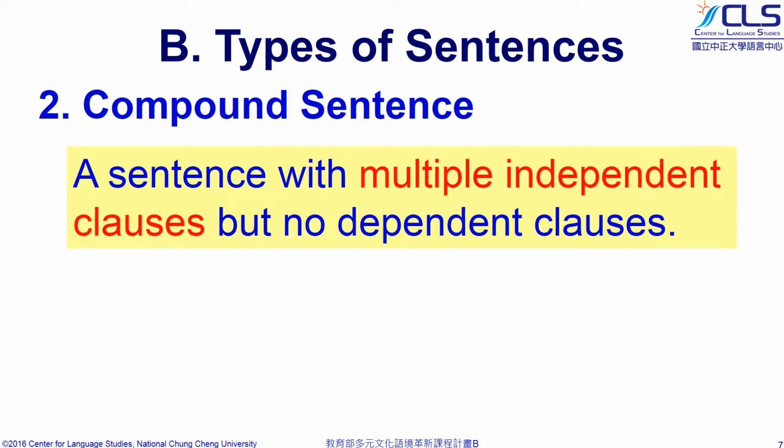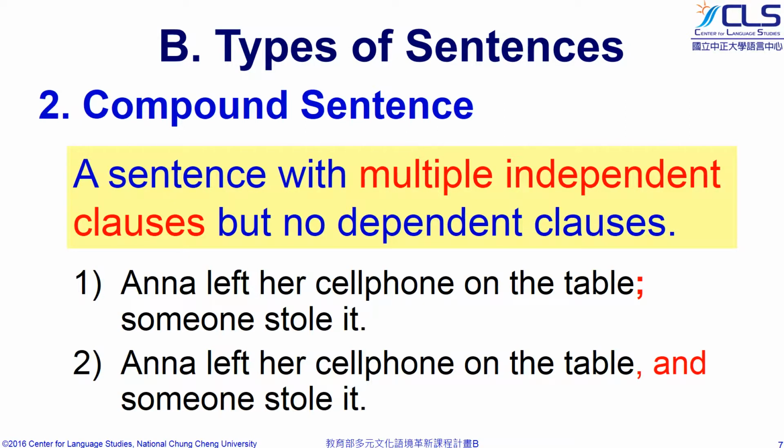A compound sentence is a sentence with several independent clauses but no dependent clauses. In both examples, there are two independent clauses. The two examples here have two independent clauses joined by a semicolon, or by a comma with the connector "and."